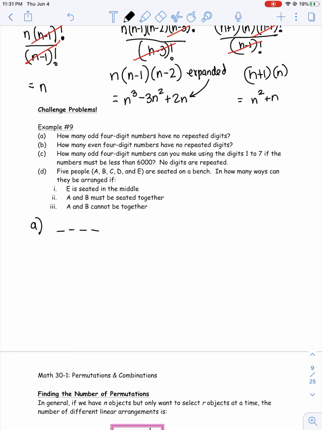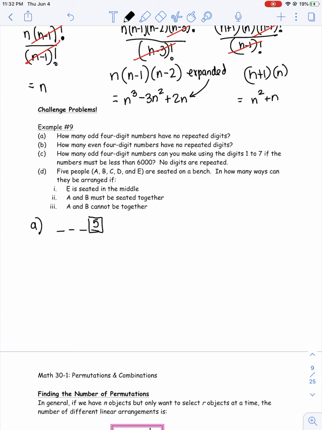Something we have to keep in mind is that for something to be odd, the last digit is what makes something odd. For example, 23 is odd because the 3 in the last spot is an odd number. Or if I have 1,005, that's an odd number. So first we have to look at how many odd numbers there are. So I could have 1, 3, 5, 7, and 9. So there's 5 choices of odd digits that can go into the last spot.